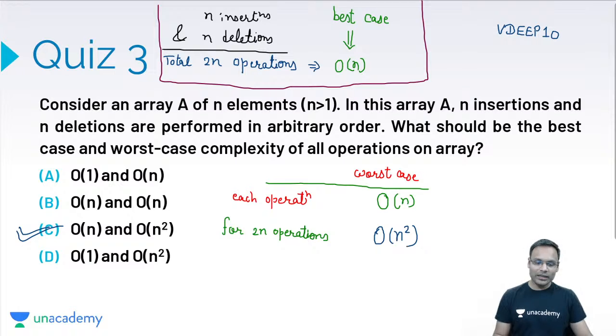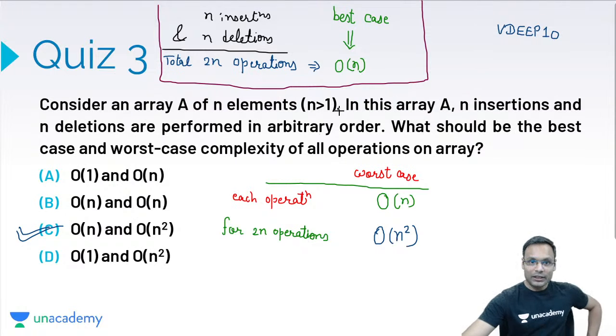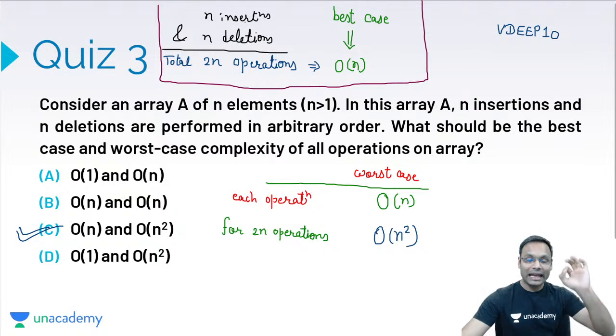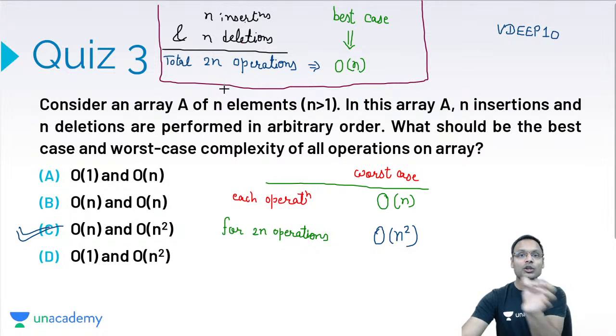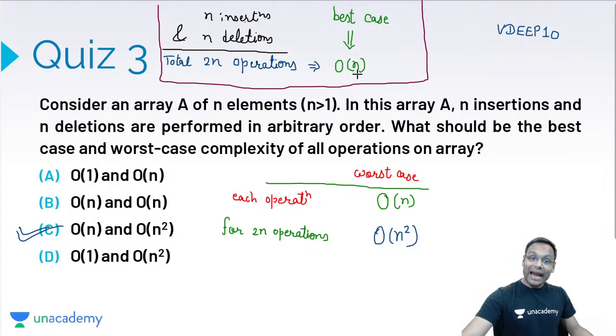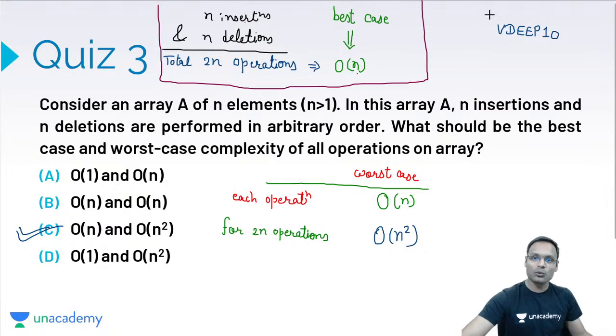Arbitrary means in any order. It's very simple: if n insertions are there and n deletions are there, total 2n operations, the best case complexity for one operation is constant, but for 2n operations it is 2n times constant, which is n. And worst case complexity for each operation is n. That's why for 2n operations it is 2n squared, which is nothing but asymptotically n squared.